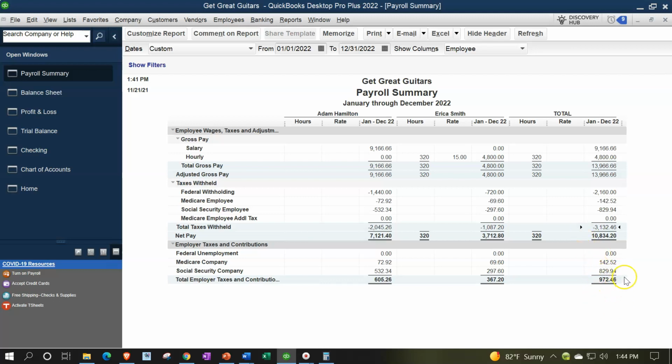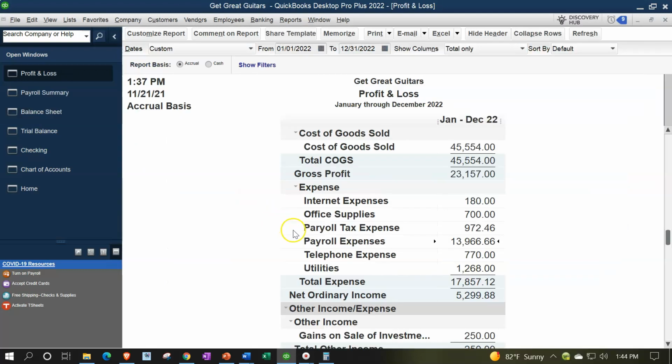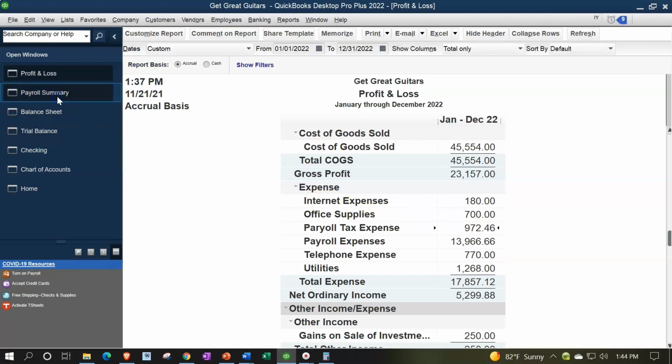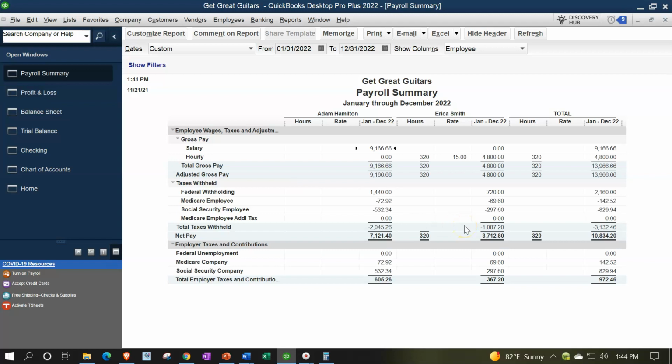And then the payroll taxes on our side also should tie out basically to the expense for the payroll taxes. If I go back to the profit and loss, we've got the payroll taxes, the 972.46. So you can see how that would basically tie out when you create your 941s quarterly and your 940. You might be drawing primarily from this kind of information.